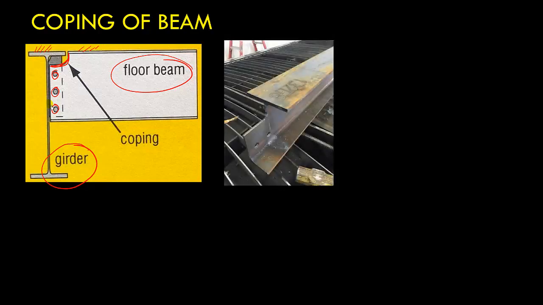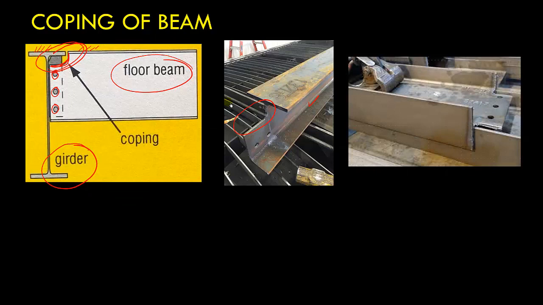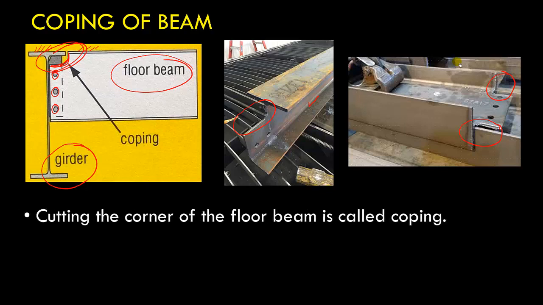So this is illustrated in this figure. Now if you see, this is an I beam and in this case I want to fit it at this position. So I have to cut this portion, and this is the coping phenomenon. We can cut both sides, this side as well as this side. In some cases I have to meet the requirement of matching the elevation from both sides. In that case I have to cut from both sides. So we can say cutting the corner of a floor beam is called coping.